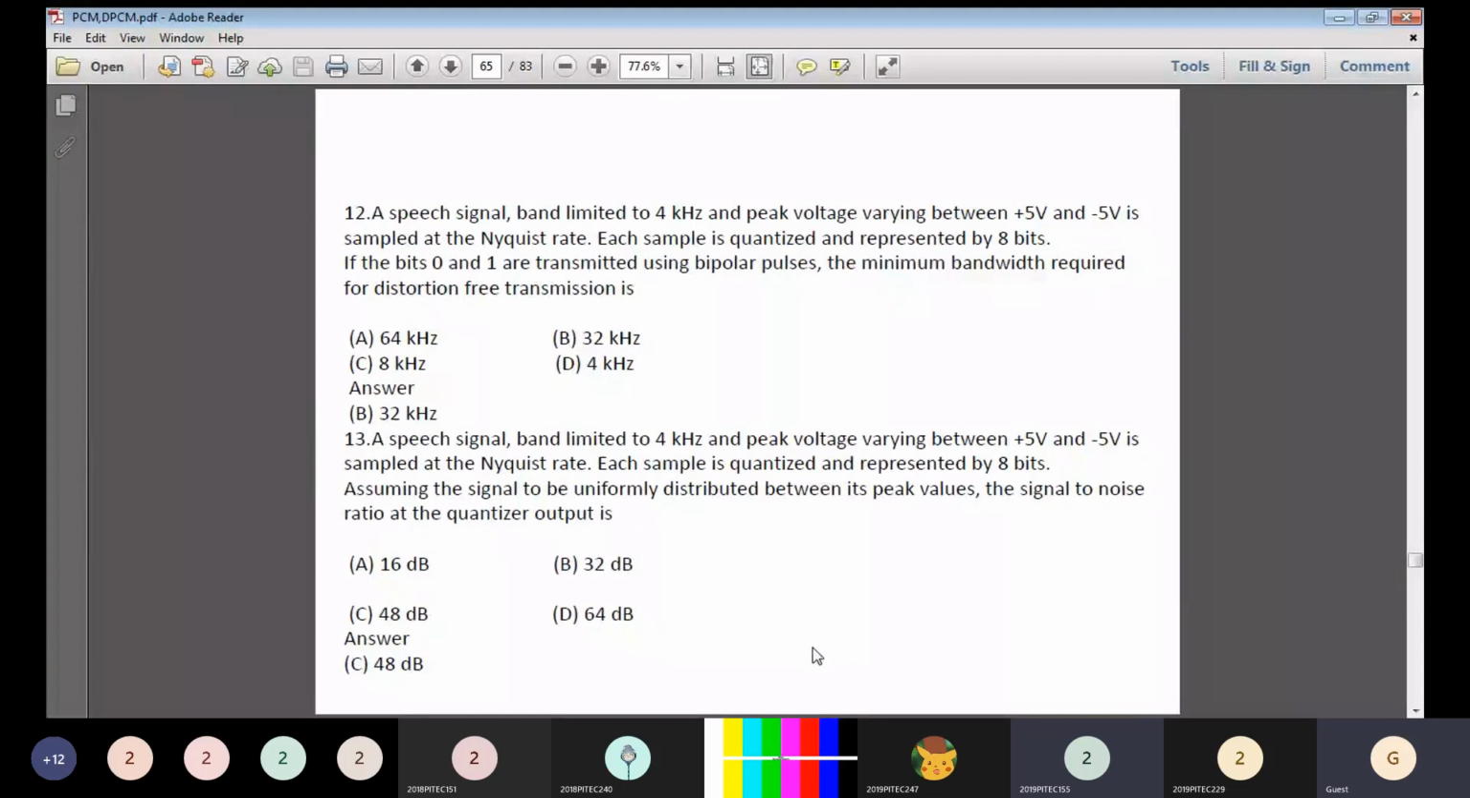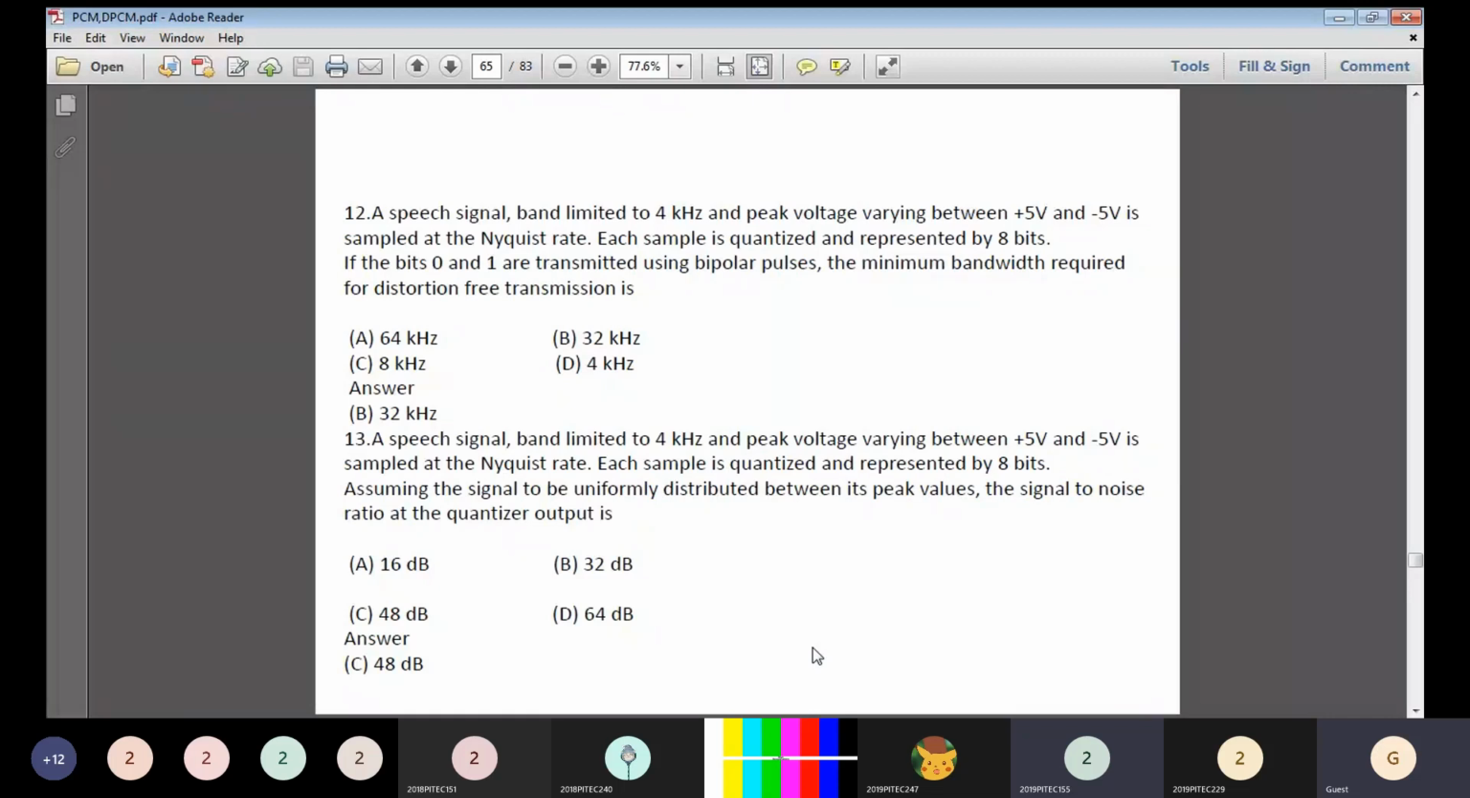We have been given the data: a band limited input message signal of 4 kilohertz, with the amplitude varying between plus 5 volt and minus 5 volt. Then it is quantized and represented in the format of 8 bits, and the bits vary as 0 and 1. The minimum bandwidth required for distortion free transmission is 32 kilohertz. By using the formula we can find it is 32 kilohertz.